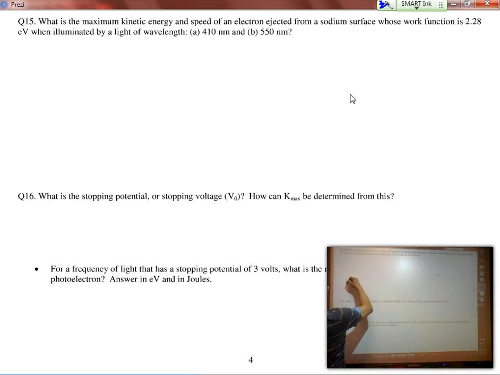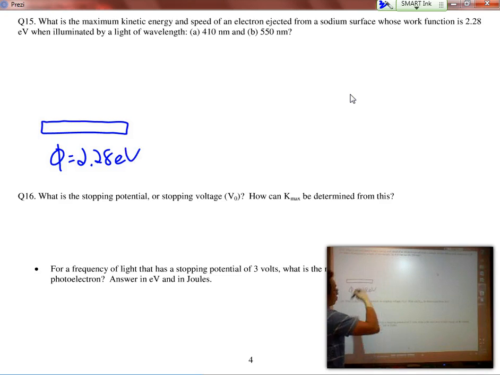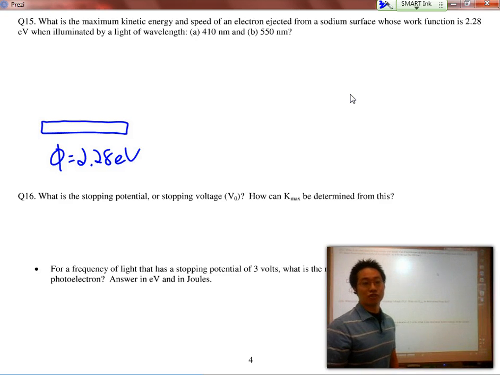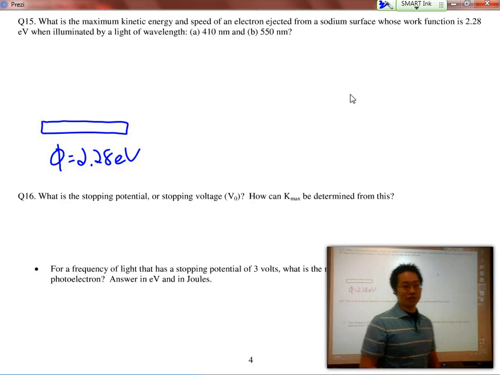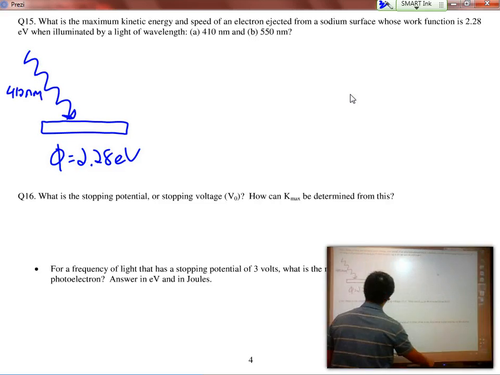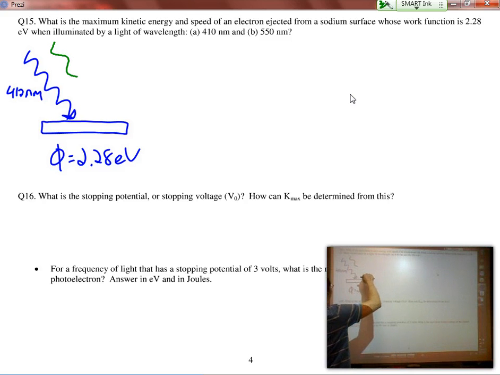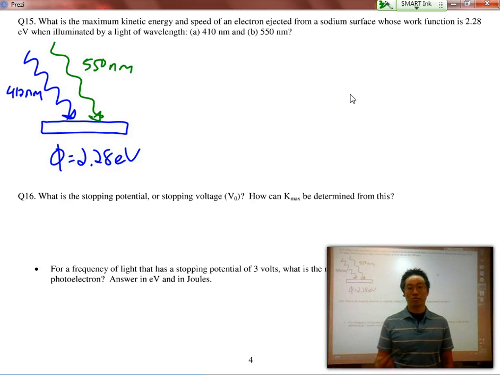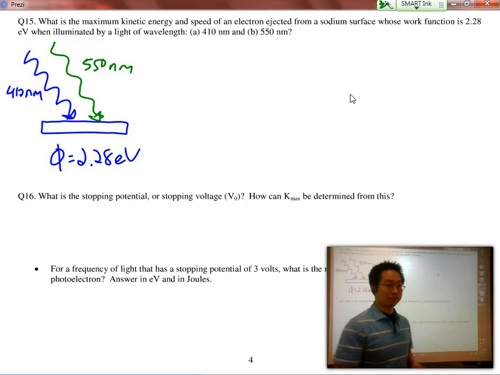So understand, okay, if I just were to diagram this, there's some sort of surface with a work function of 2.28 electron volts. We have 410 nanometer light and 550. So 410 is a low wavelength, high frequency. And we have another light shining on it, maybe it's green perhaps, of 550 nanometer light shining on it. And they want to know what's the kinetic energy and speed of those electrons knocked out.